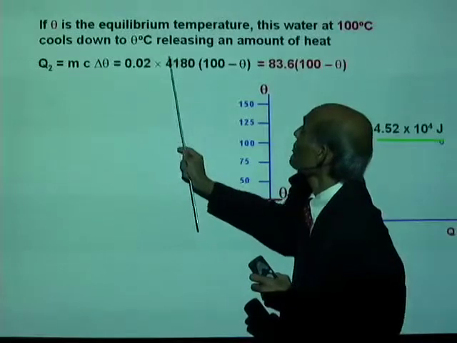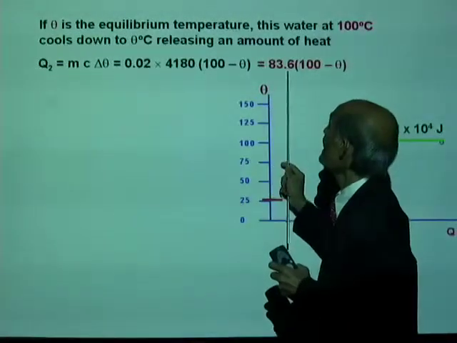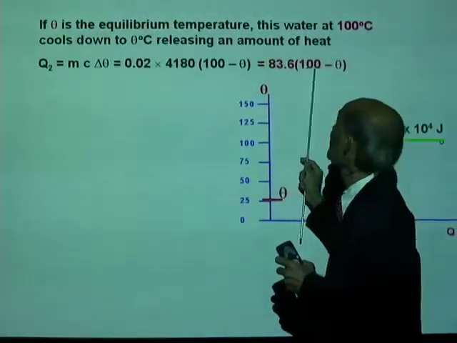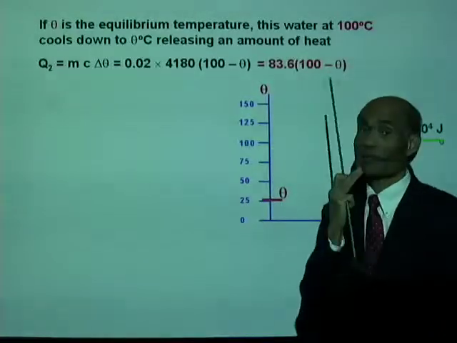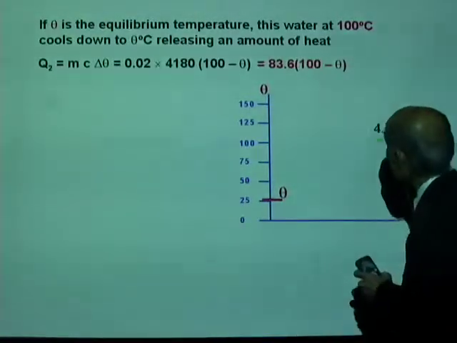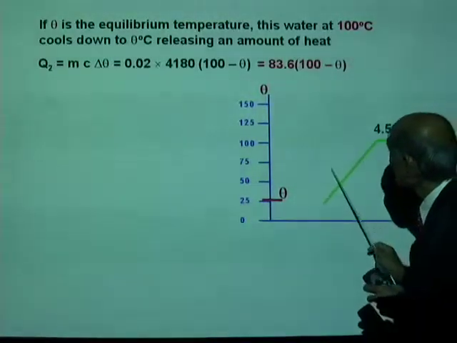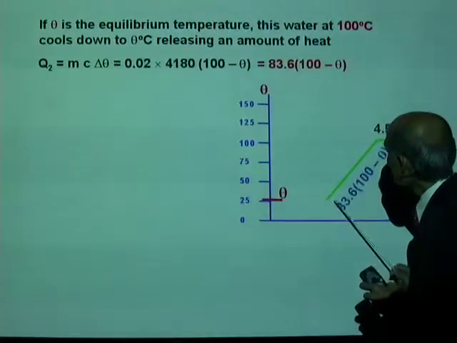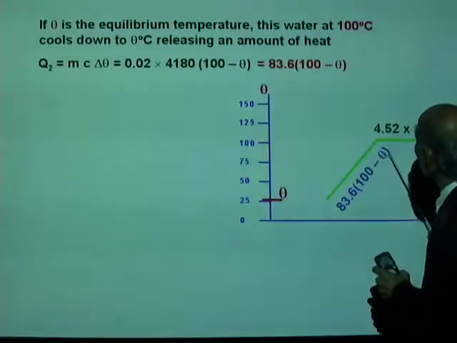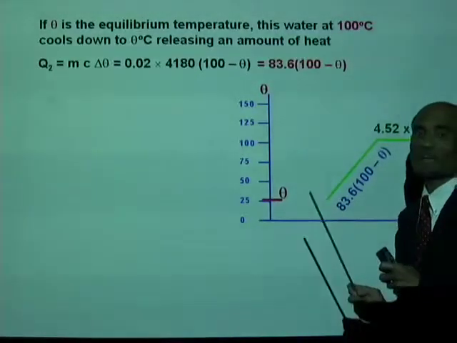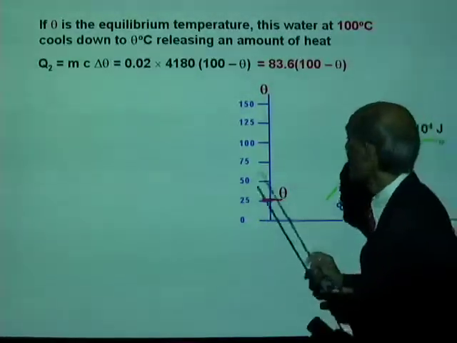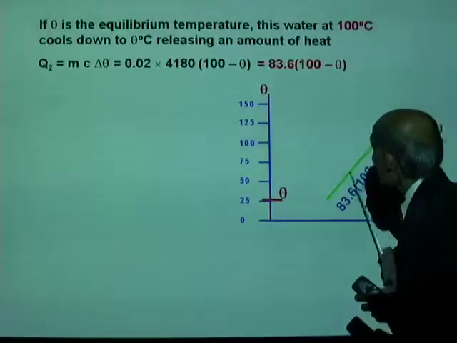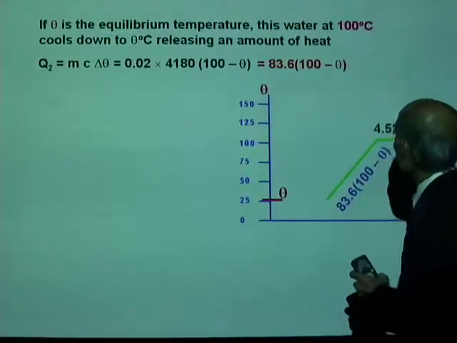0.02 times 4,180 is 83.6 times 100 minus theta. That is the change in temperature during that stage. There you are. It's from here to here. That is 83.6 times 100 minus theta. And now, we have reached the equilibrium position from this side.